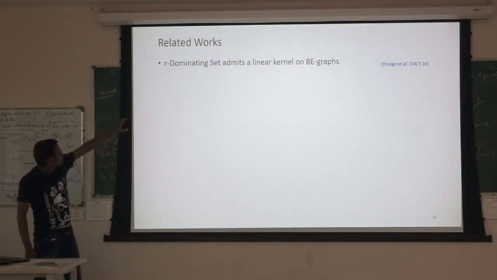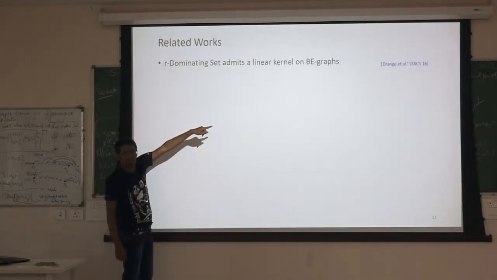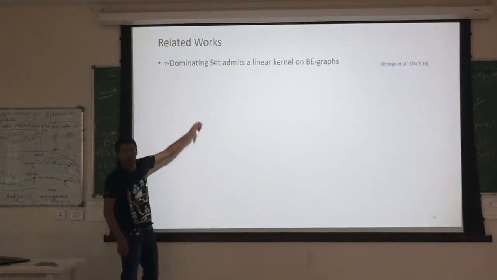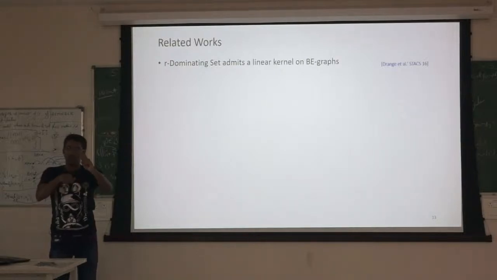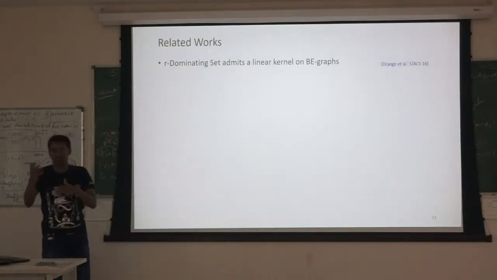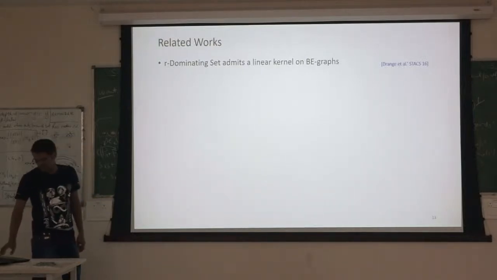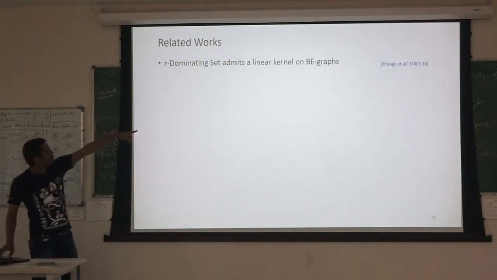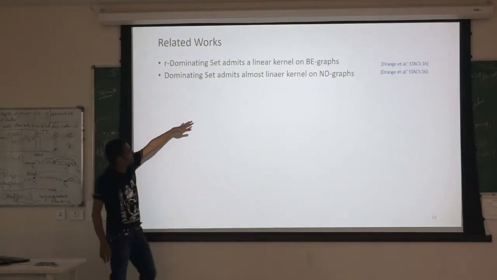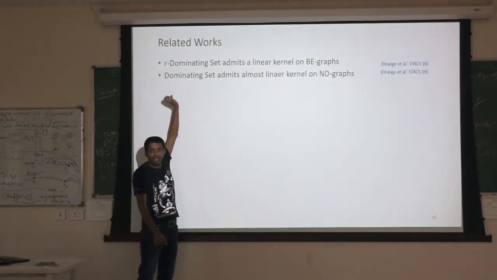Okay? So, there was this first result in this area by Drange et al. for R-dominating set. Now the question is: can you find a set such that every vertex is either in the set itself or at a distance at most R from the set? Standard dominating set just wants a neighbor; now you want at most R distance. They show that it admits a linear kernel on bounded expansion graphs. Then they also show that dominating set admits an almost linear kernel. Almost linear means you give me any epsilon, I will give you a k to the power 1 plus epsilon kernel. But they were not able to say it for R-dominating set.